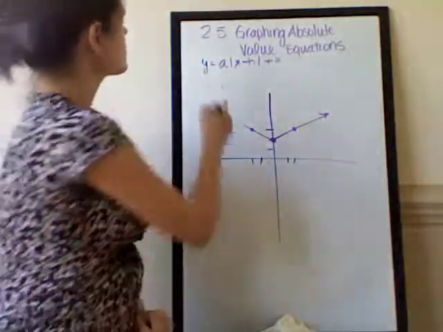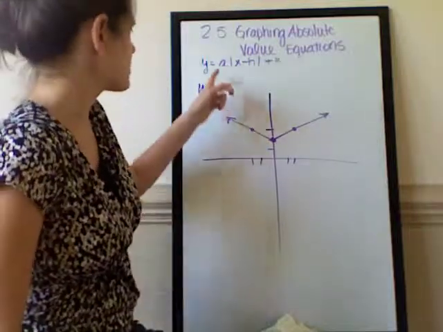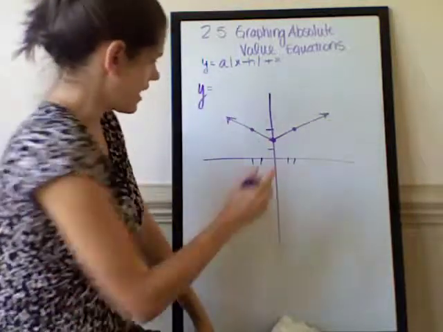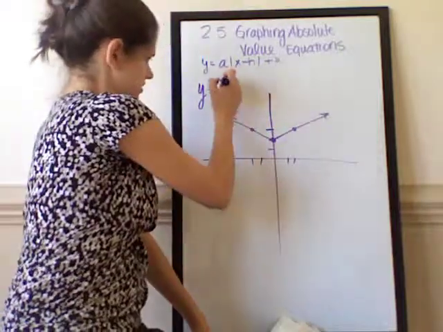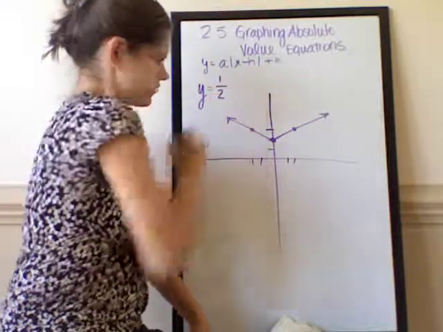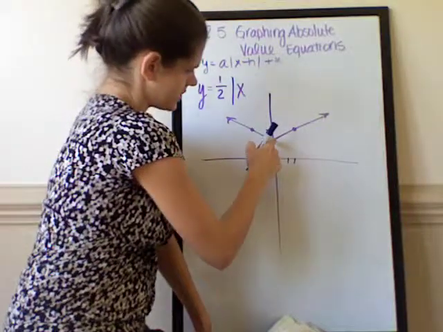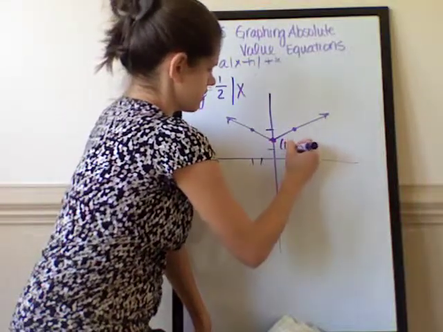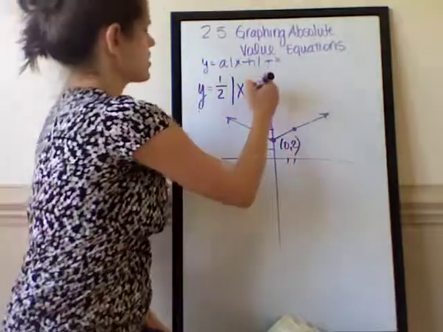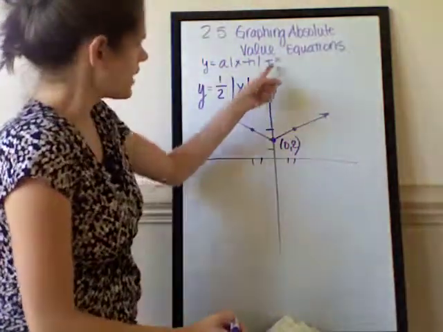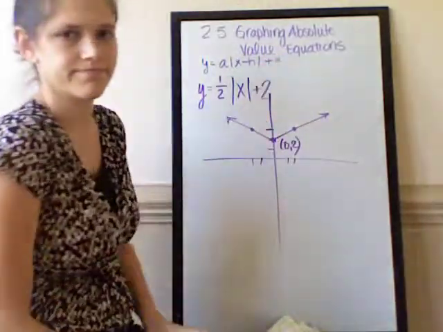Alright, so this one, I'm opening upwards, so that means it's positive, so that's good. Now my a, I'm going up 1 over 2, so that means this is up 1 over 2, 1/2. Absolute value of x, this vertex right here is 0, 2. So this is going to be a 0, so that means I'm just going to have the x, and the k is going to be plus 2.